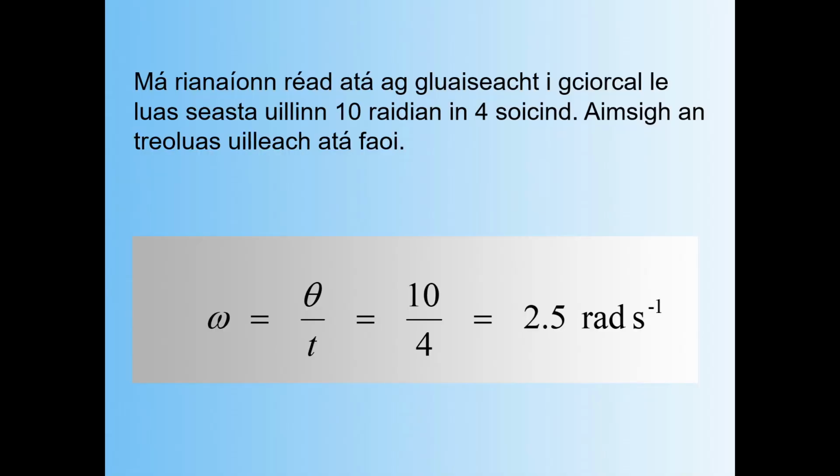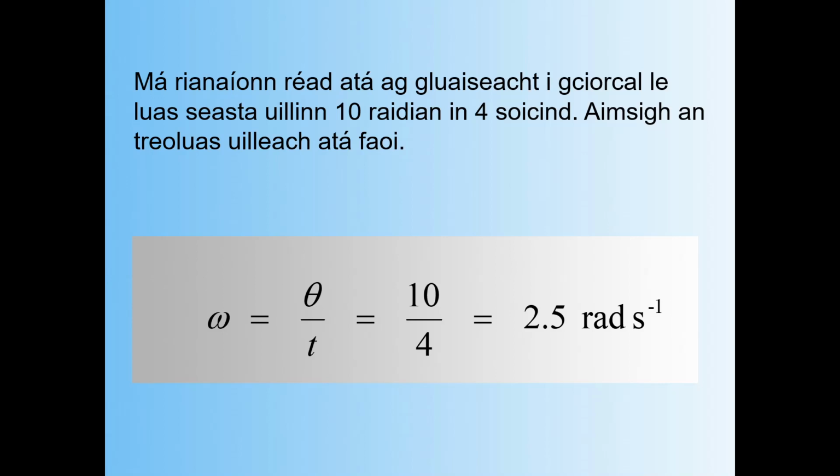Okay, for example, a rod moves around a circle through 10 radians in 4 seconds. So what is the angular velocity? It is theta over t, so it's 10 over 4, which is 2.5 radians per second.